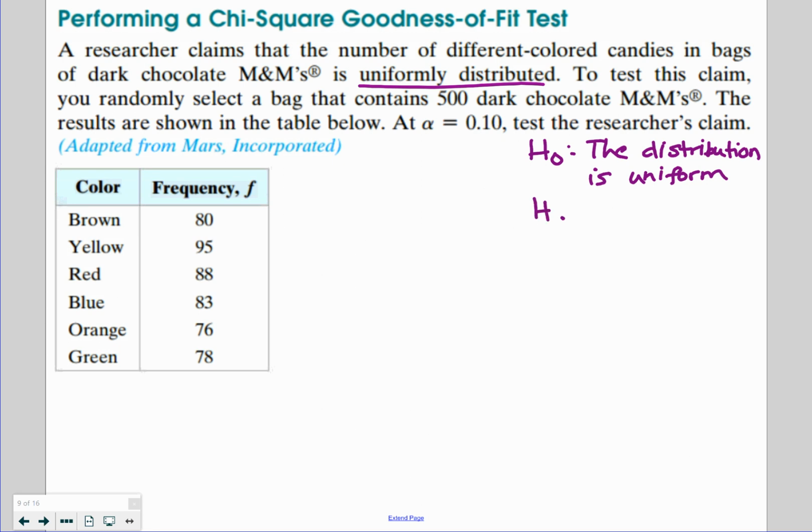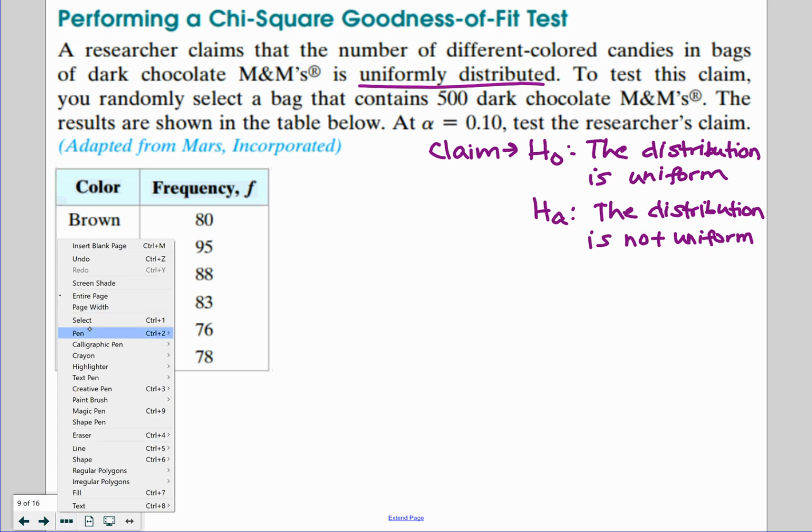And the alternative would be that the distribution is not what's expected, is not uniform. Okay? Which one of those is the claim that the researcher is making? The null. They're claiming that it is uniform. Okay, so over to our table now.